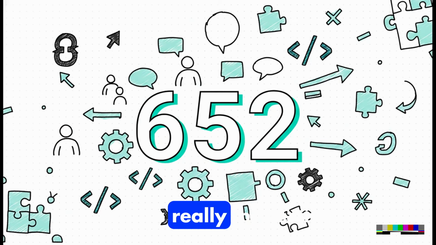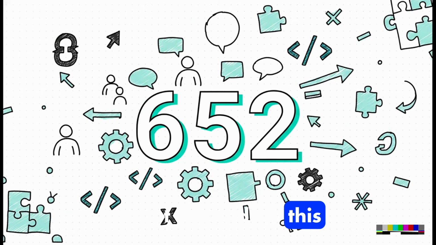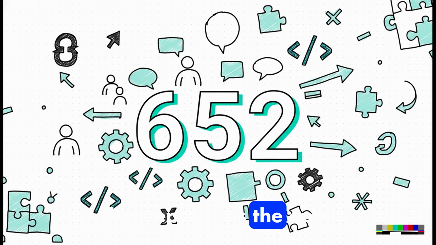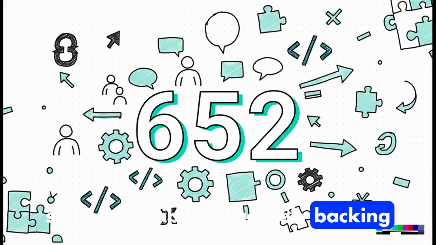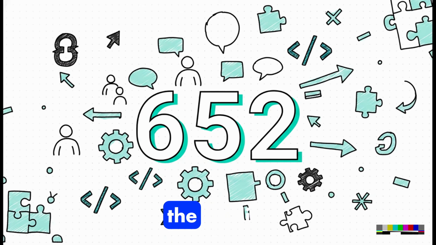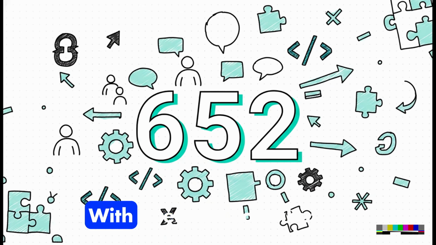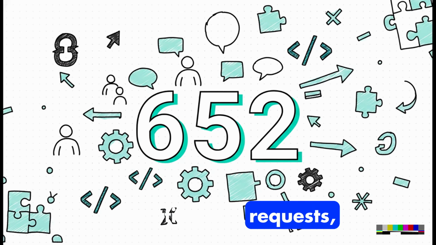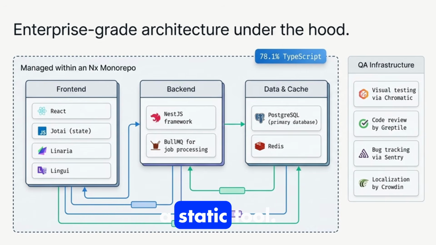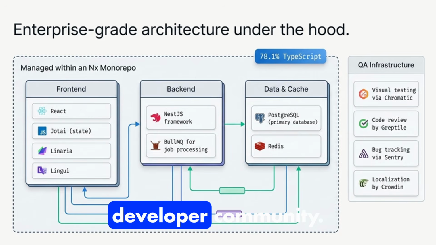Now, what's really interesting about this slide is this specific number right here, 652. That represents the open source contributors actively backing and improving this project. And listen, when you choose an open source CRM, the vitality of the community is literally just as critical as the code itself. With over 600 contributors submitting pull requests, fixing bugs, and pushing feature updates, you aren't just adopting a static tool. You are plugging directly into a dynamic, rapidly accelerating developer community.